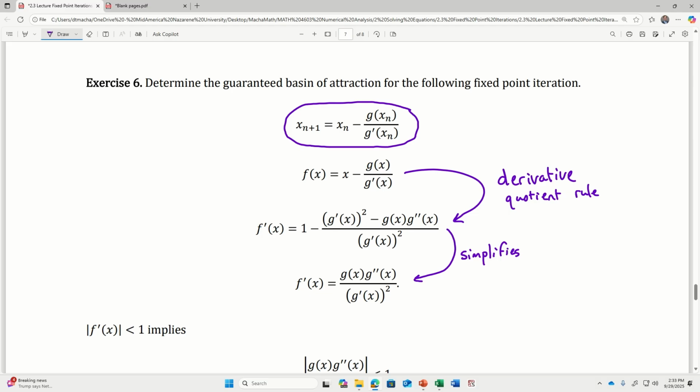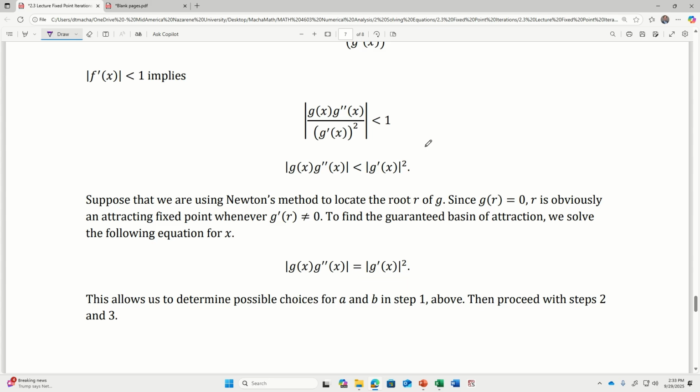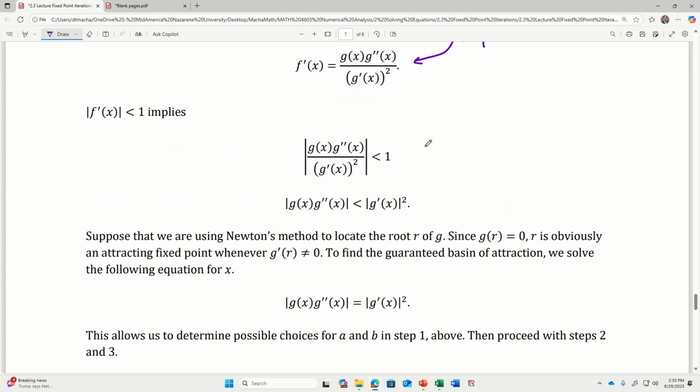And the rule for finding my guaranteed basin of attraction is to say we need the absolute value of f prime to be less than 1. So we set that less than 1 and multiply both sides times g prime squared. And so that's a nice little rule to remember.